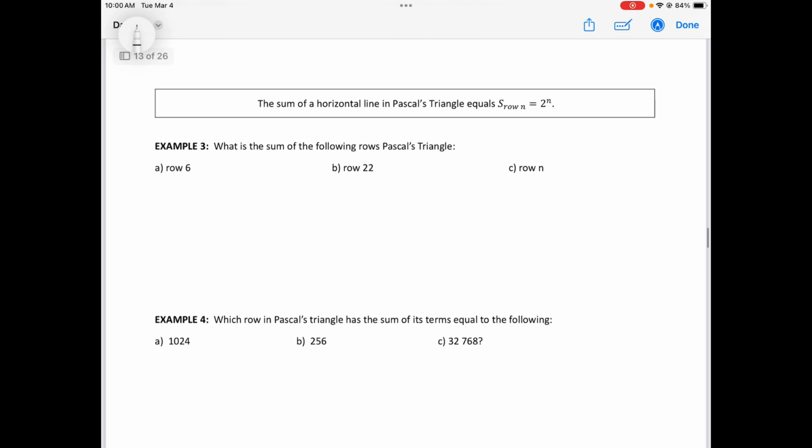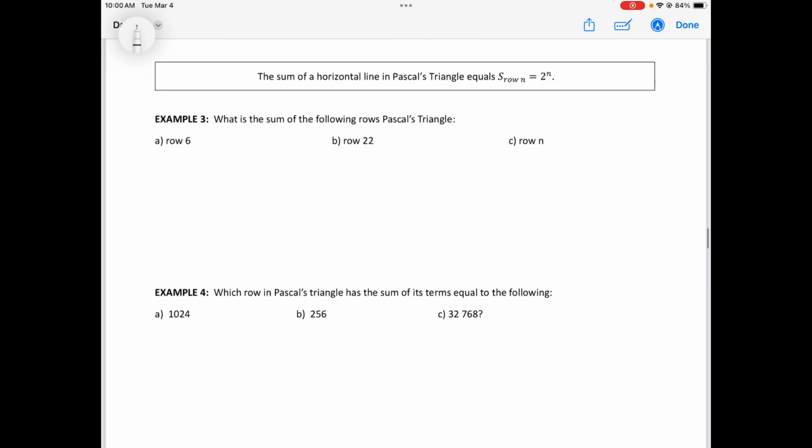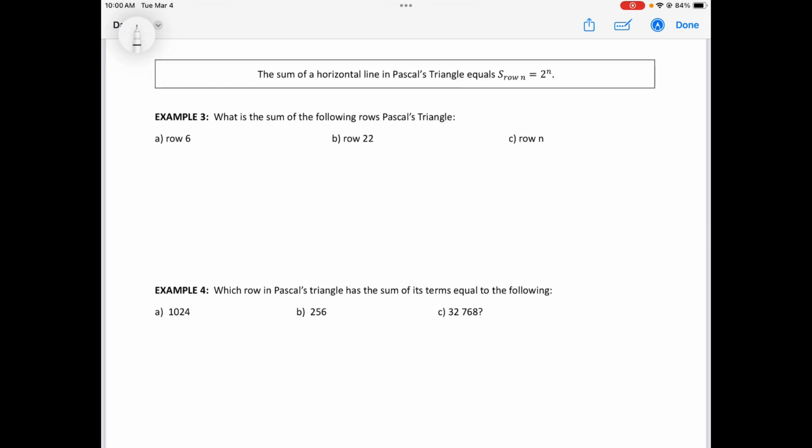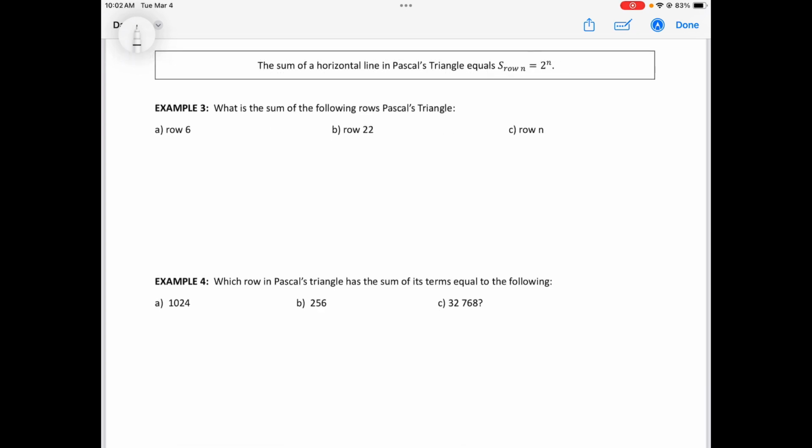Now, the sum of a horizontal line in Pascal's triangle equals 2 to the n. So what is the sum of the following rows in Pascal's triangle? The sum of row 6 is going to be 2 to the exponent 6. And if you put this in your calculator, we get 64. The sum of row 22 is going to be 2 to the 22. And if we put this in our calculator, we get a really big number, 4,194,304.